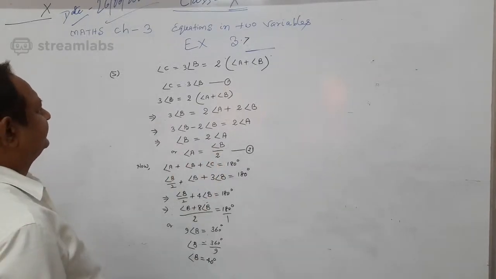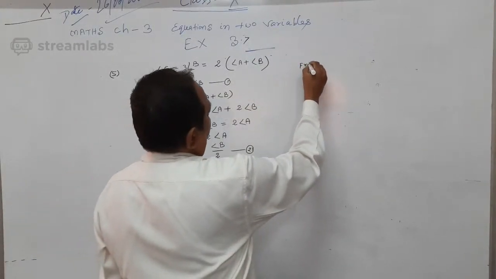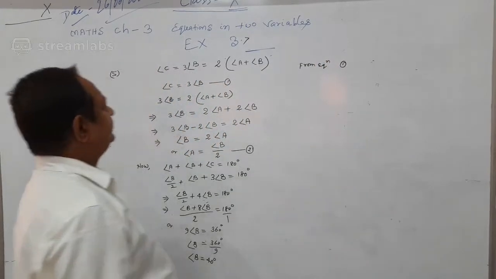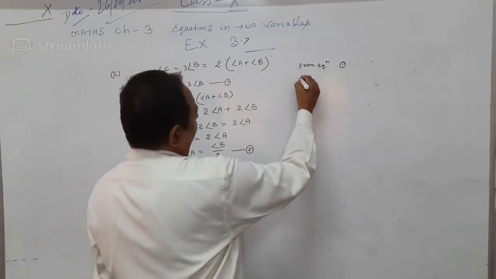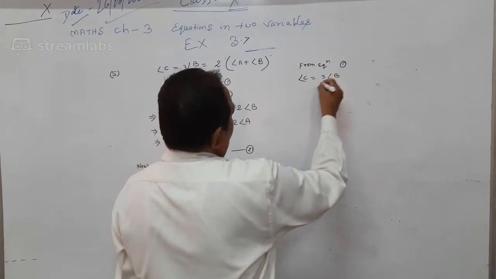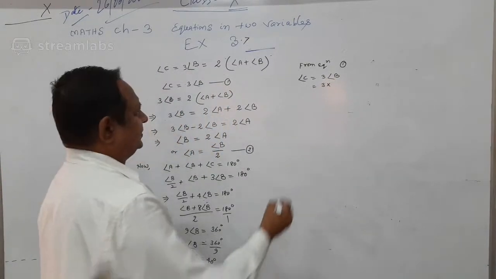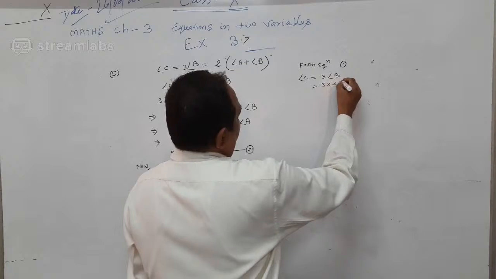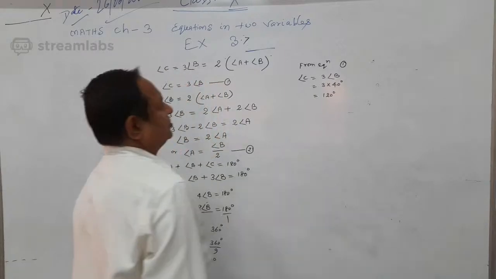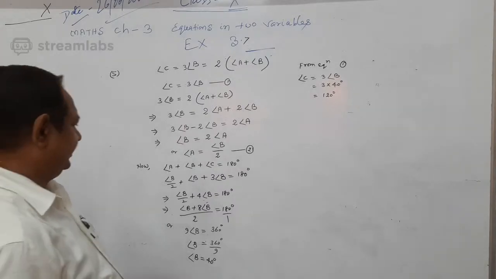From equation 1, angle C is 3 angle B. So in place of angle B, we can write 40 degree. This is equal to 120 degree. So the value of angle C is 120 degree.